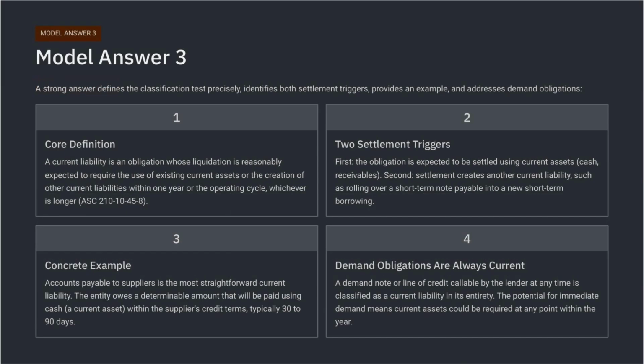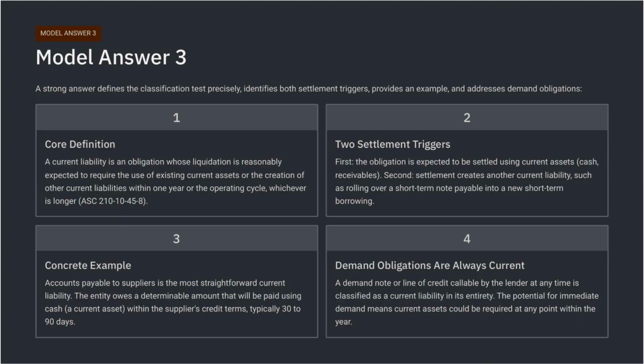A strong answer should state that a current liability is an obligation expected to be settled using current assets or by creating other current liabilities within 1 year or the operating cycle, whichever is longer. The 2 settlement triggers are important. First, payment using current resources such as cash. Second, replacement by another current liability such as a short-term borrowing. A concrete example is accounts payable to suppliers, normally paid within 30 to 90 days using cash. Demand obligations are also current because the lender can require repayment at any time, even if the entity does not expect immediate payment.